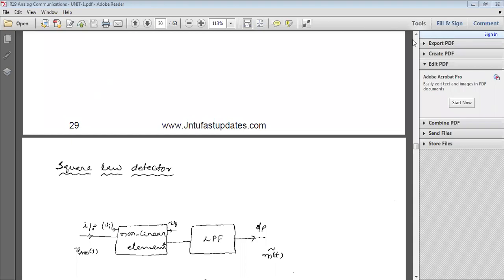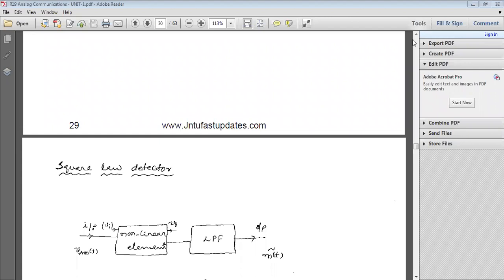In today's class, I will discuss AM demodulation methods. In our syllabus, you have two techniques. The first technique is the square law detector, and the second method is the envelope detector.